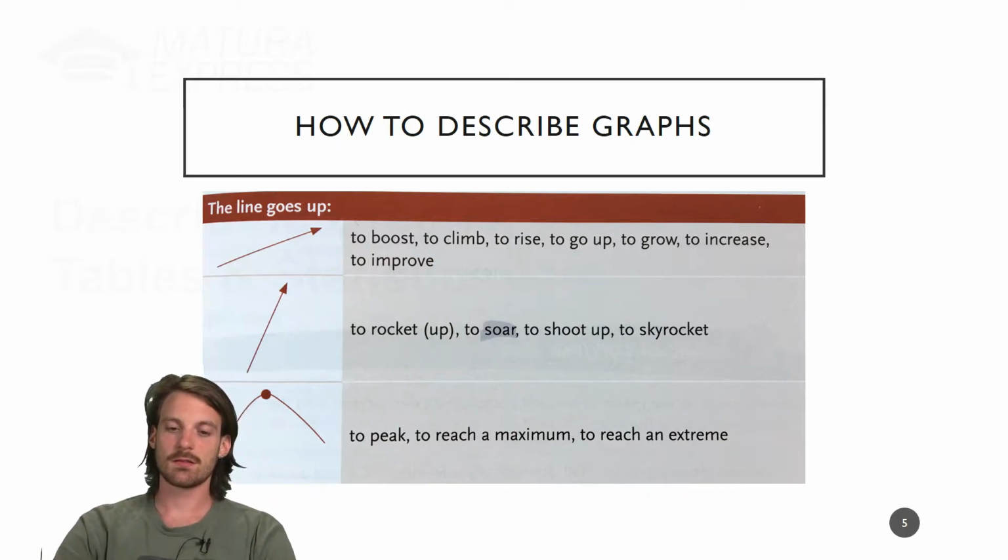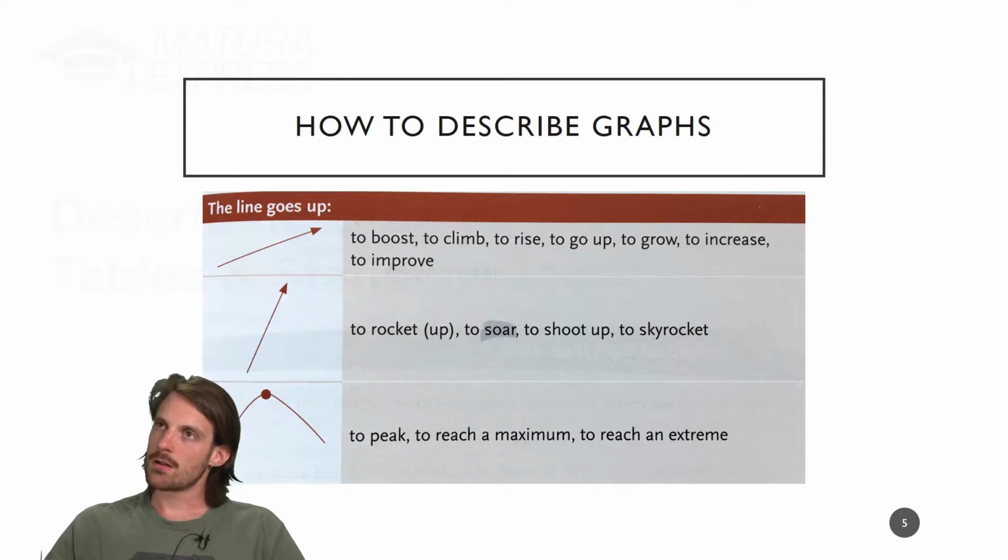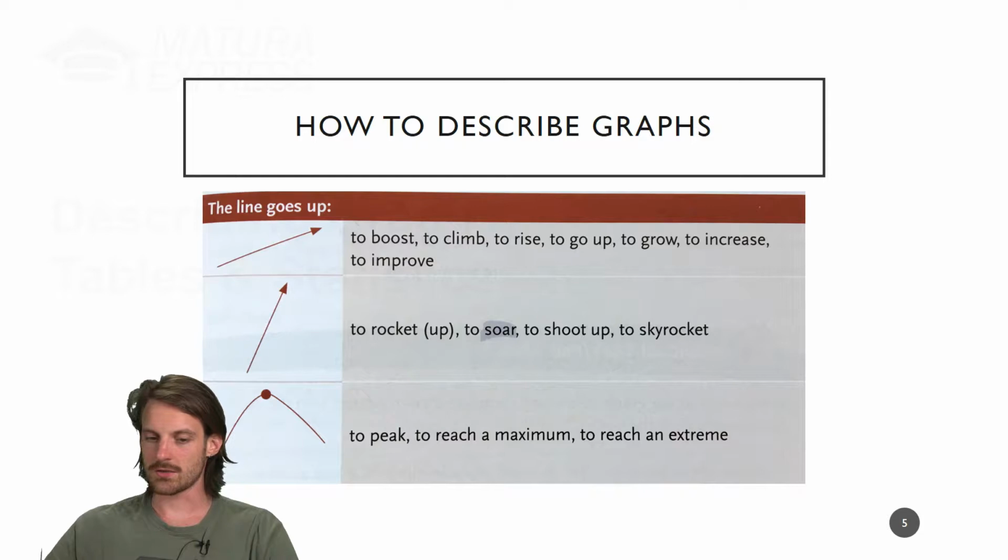There are synonyms for, in this case, if something goes up, you can use the words boost, climb, or rise. Of course, increase and grow and so on. You should know a few of them so that you can change it up and don't use all the same words all the time. If you want to describe when something increases dramatically, use the words rocket up, to soar, to shoot up, or to skyrocket, my personal favorite actually.